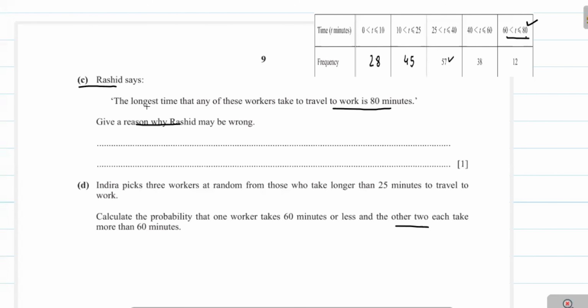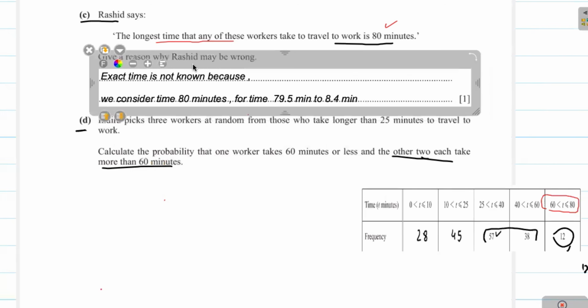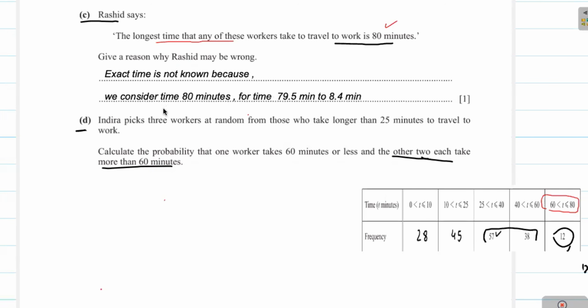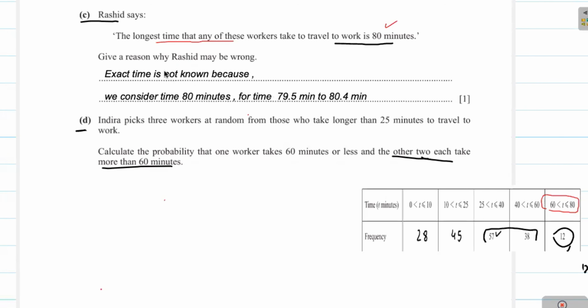Part C: Rashid says the longest time that any of the workers take to travel is 80 minutes. Give a reason why Rashid may be wrong. The reason is that the exact time is not known, because we consider the time 80 minutes for the time interval 79.5 minutes to 80.4 minutes. We take the time as 80 minutes, and therefore Rashid may be wrong.